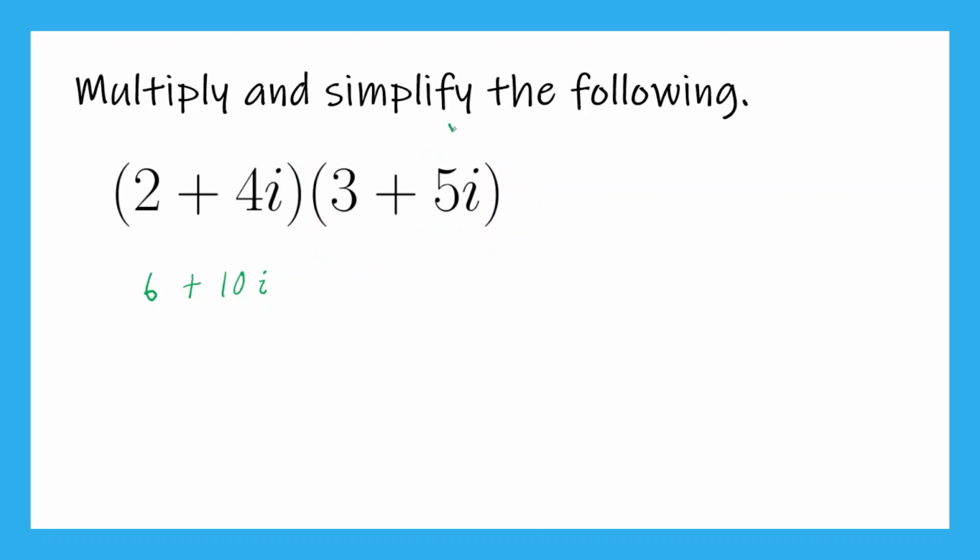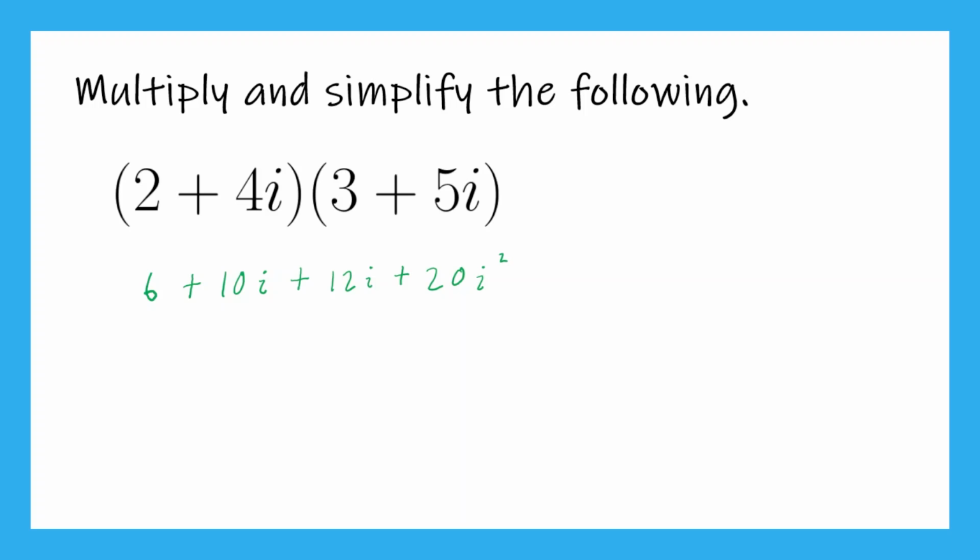So first of all, let's see here. We have 4i times 3. So 4 times 3 is 12. So we have plus 12, and we still have that imaginary unit i. And now we have 4i times 5i, and that's going to give us a 20i squared. So we have 12i plus 20i squared, just like that.